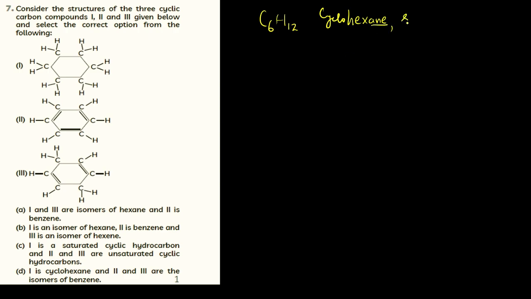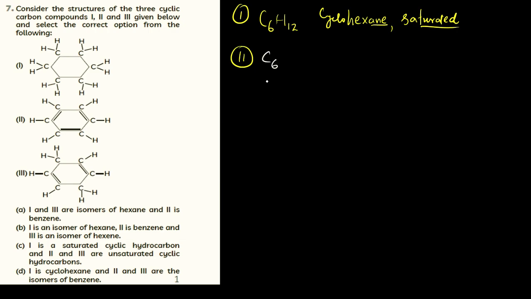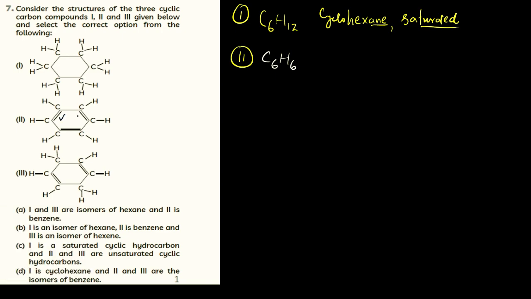Okay, so it's single bonded. It's saturated. Now this one is first. Second says it's also a hexagon ring. That means carbon is C6. Each carbon is attached to one hydrogen only, so that means hydrogen is also 6. So it's having three double bonds in it also, as you can see over here, here, and here. So it's unsaturated hydrocarbon. It's popularly known as benzene. Unsaturated.